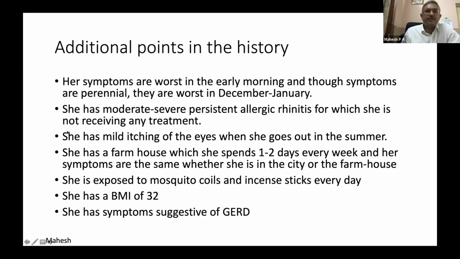Critical is, though they are perennial, the worst in December, January. There is also allergic rhinitis that Dr. DJ talked about. She also has a mild itching of the eyes. There is a farmhouse where she spends a couple of days a week, but the symptoms are the same whether she's in the city or farmhouse. She's also exposed, very, very important to ask.